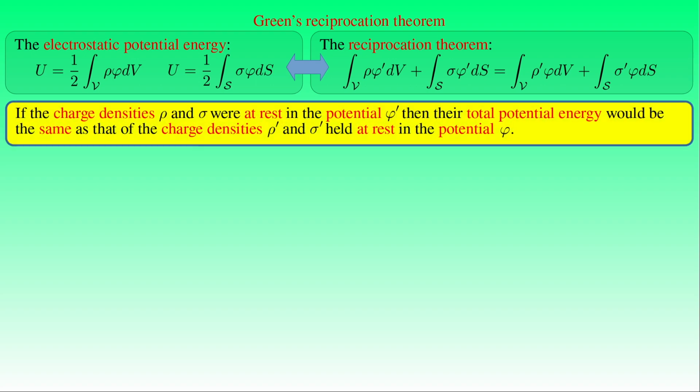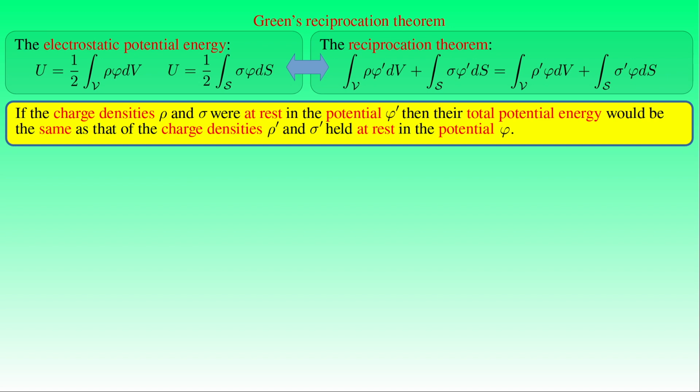If the charge densities ρ and sigma were at rest in the potential phi prime, then their total potential energy would be the same as that of the charge densities ρ prime and sigma prime held at rest in the potential phi. In order to illustrate this statement, let us derive the version of the reciprocation theorem for systems of point charges from the definition of the electrostatic energy of such systems.